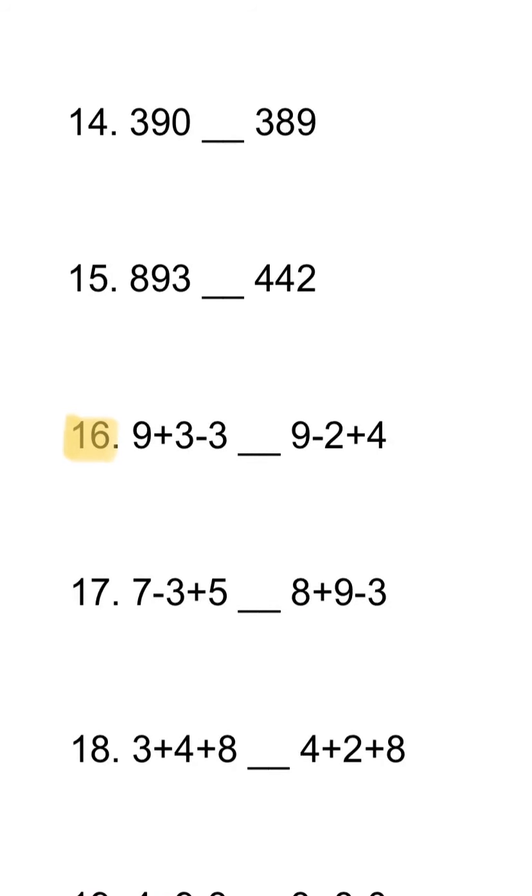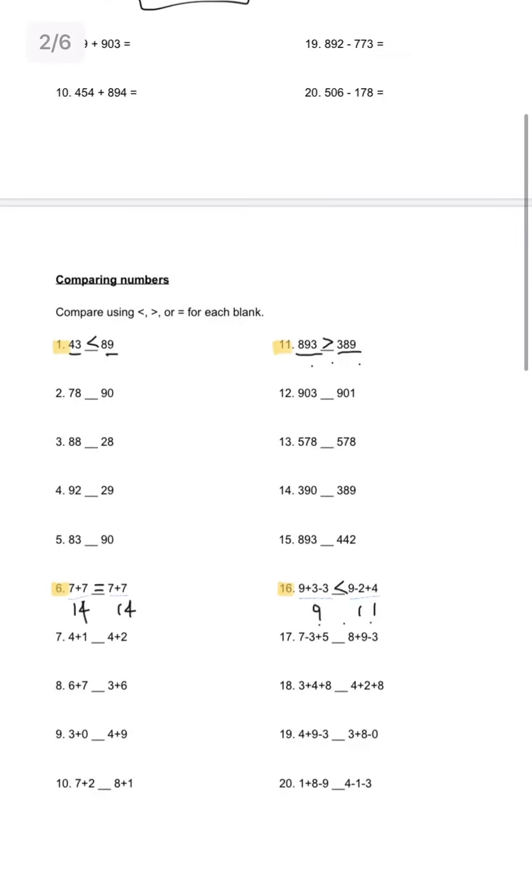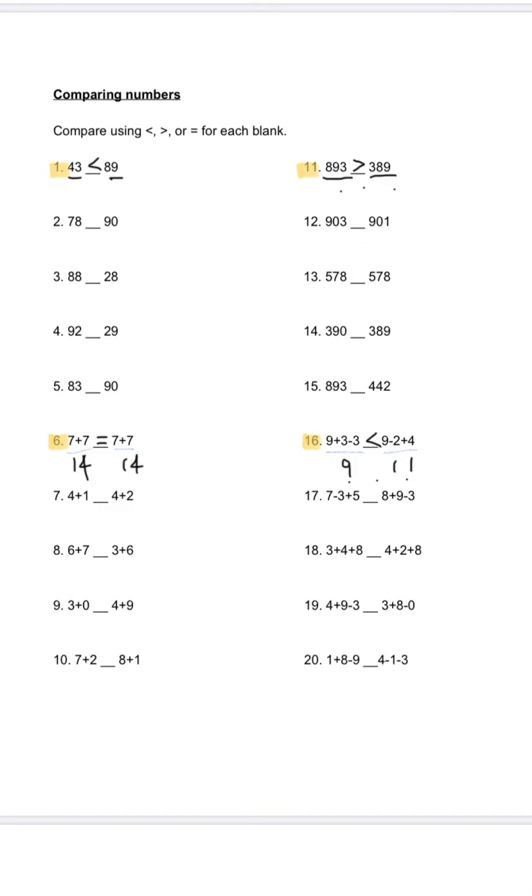Number 16. Okay, let's find out the sum again. 9 plus 3 minus 3 equals 9. And then 9 minus 2 plus 4 equals 11, right? So then what goes in the blank? Less than, since 9 is less than 11. Okay, so here again, pause the video to work on the rest of the questions.